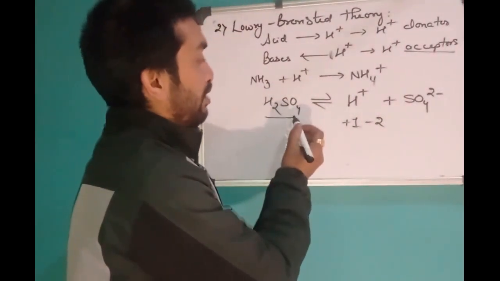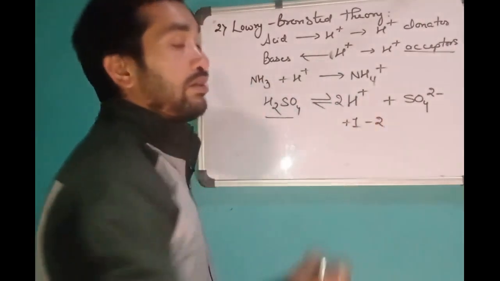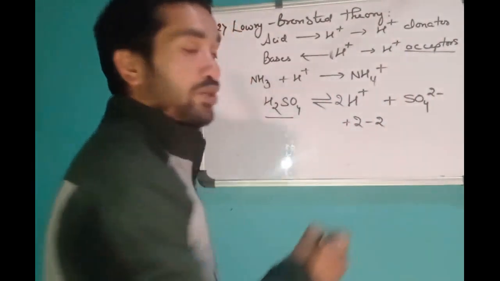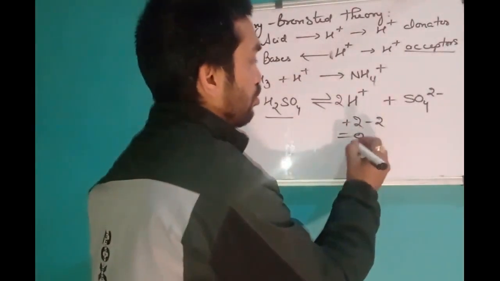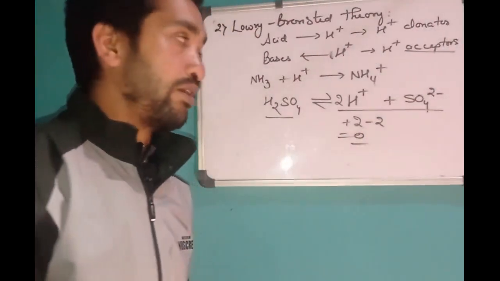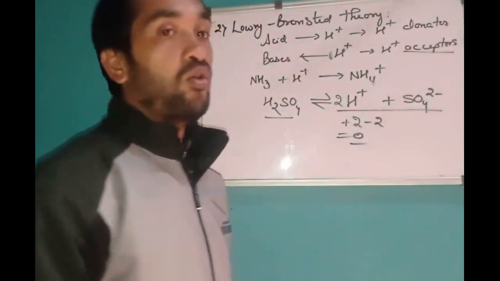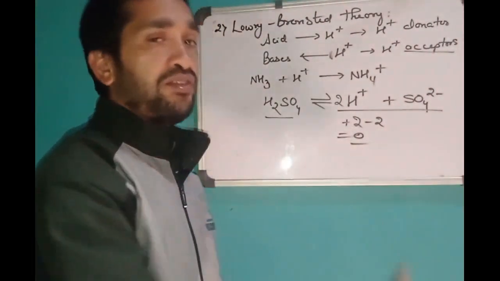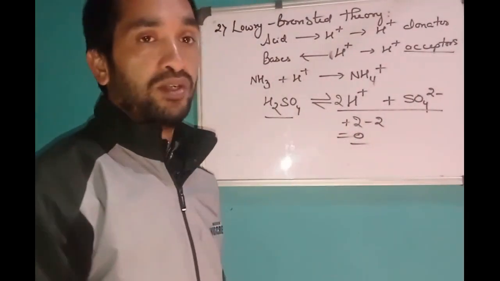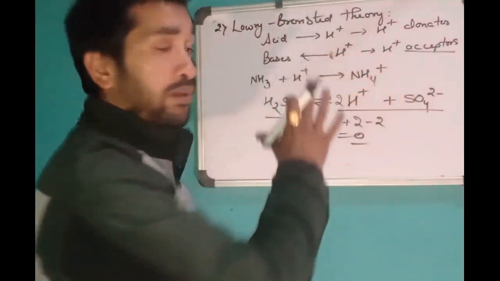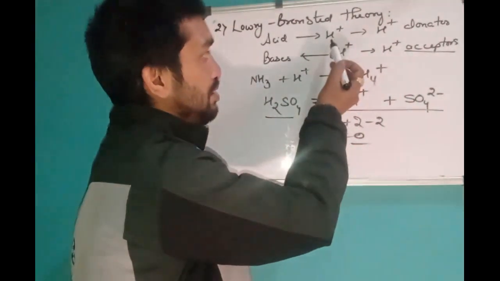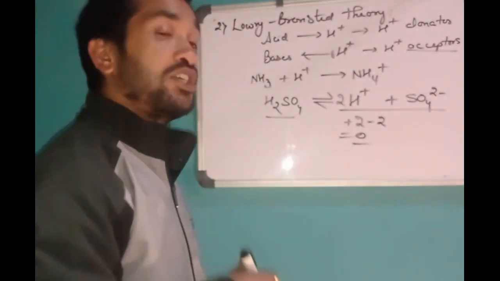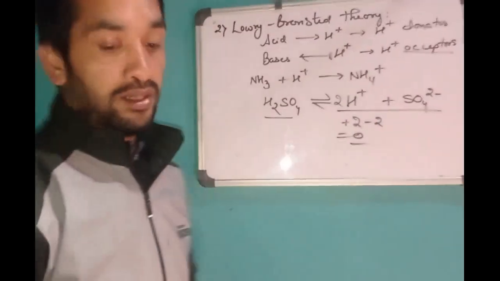Then I will check this and I will find my mistake, as I had to put here 2H plus. Now plus 1 will be replaced by plus 2, minus 2, again 0. So now this is correct. Earlier it was not correct. Why? Because it was not giving overall charge as 0. So in this way you can break an acid or any other species into its ions. Okay. So I hope Lowry-Bronsted theory is clear to you. If it is an acidic species, it will donate H plus. If it is a basic species, it will accept H plus.